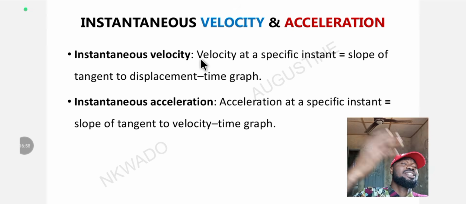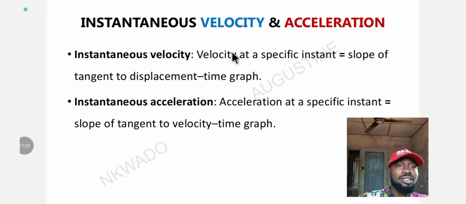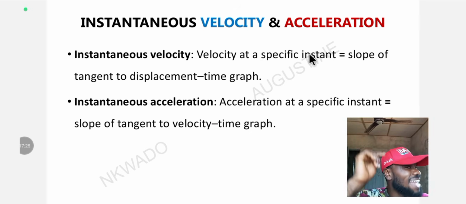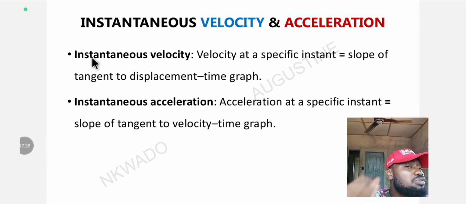When you say something is instantaneous, it means that thing is sudden, instantly. Instantaneous velocity at a specific instance is equal to the slope of the tangent to the displacement time graph. Listen, velocity at a specific instance, that is the principle of this instantaneous velocity. Velocity at a specific time is equal to the slope of the tangent to the displacement time graph. Number one. Then number two, which is the instantaneous acceleration.